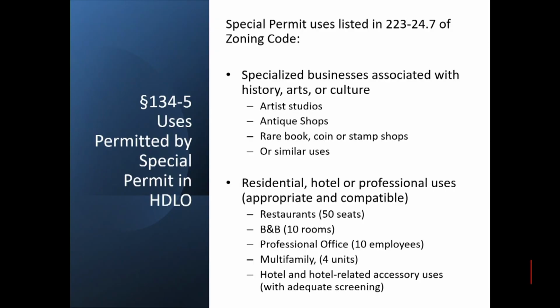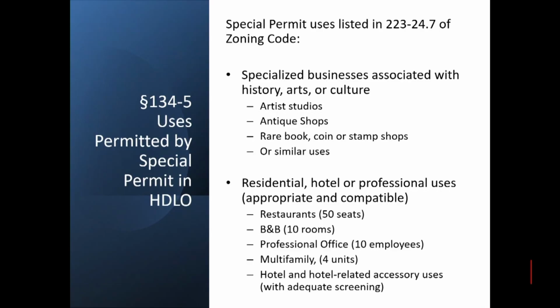Because this is an overlay, there are uses that are permitted in whatever the underlying zoning is, and then this list is additional uses that are specifically allowed on HDLO properties in order to allow for the active use and rehabilitation of those sites. Those are broken up into two categories. There are specialized businesses associated with history, arts, or culture. This is not an all-inclusive list, but includes artist studios, antique shops, rare book, coin, or stamp shops, or similar historical or cultural uses.